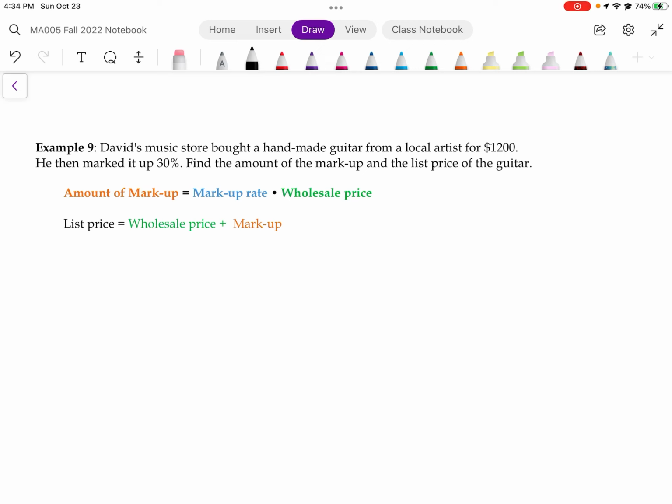All right, so David's music store bought a handmade guitar from a local artist for $1,200. He then marked it up 30%. Find the amount of the markup and the list price. So what is 30% of 1,200? Okay, so X equals 30%, 0.30, of 1,200. So 30% of 1,200 is $360. So that is the markup.